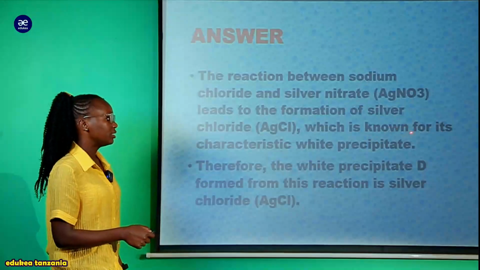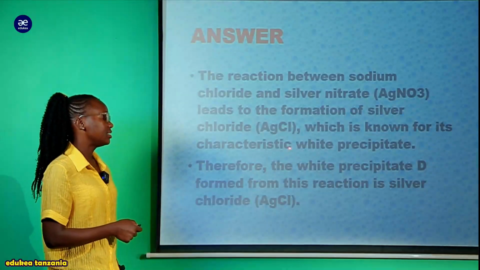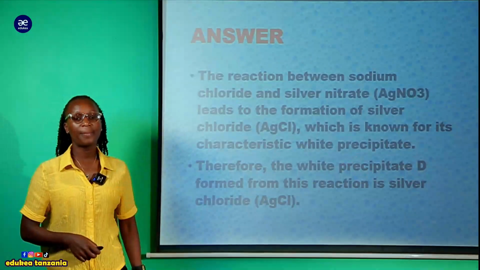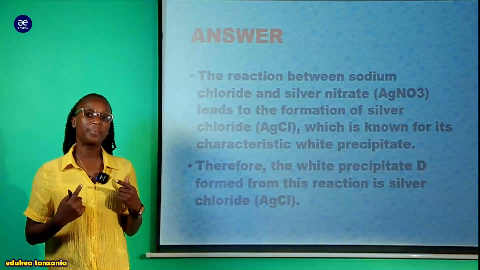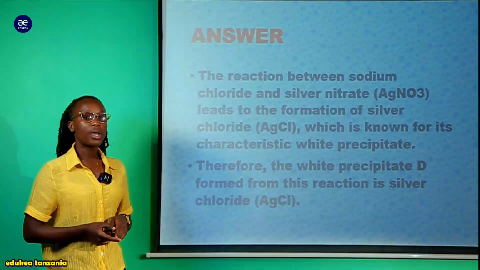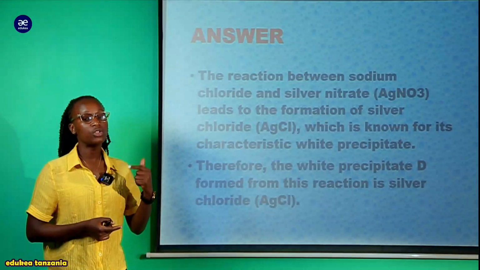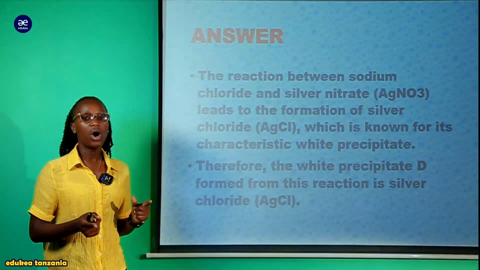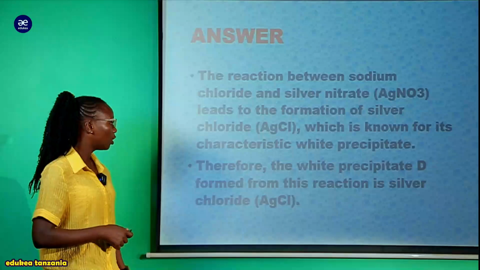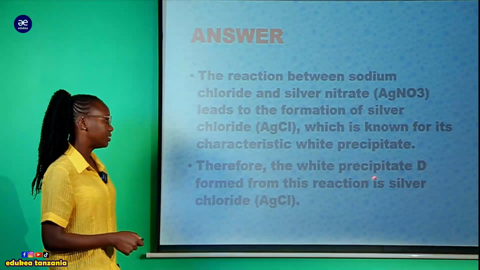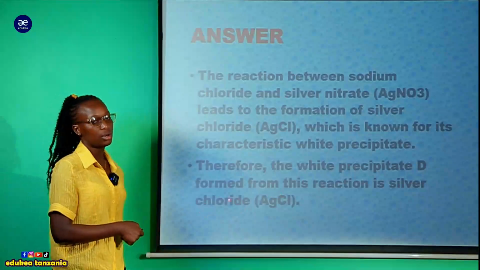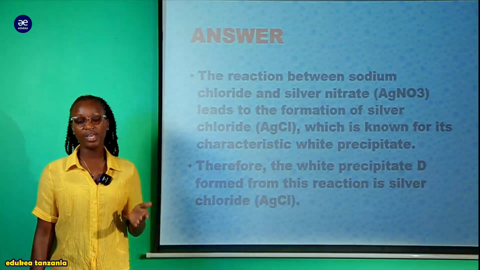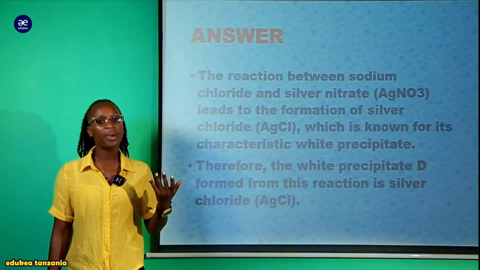so which is known for its characteristic white precipitate, kwamba silver chloride always na display the feature or the property of the precipitate nature. Kwa hiyo the white precipitate ilikuwa ni due to the formation of the what? Of the silver chloride. So therefore the white precipitate ambayo ilikuwa ni D formed from this reaction is silver chloride. Only that. Kwa hiyo utakuwa ufanye hizo identification from A, B, C.